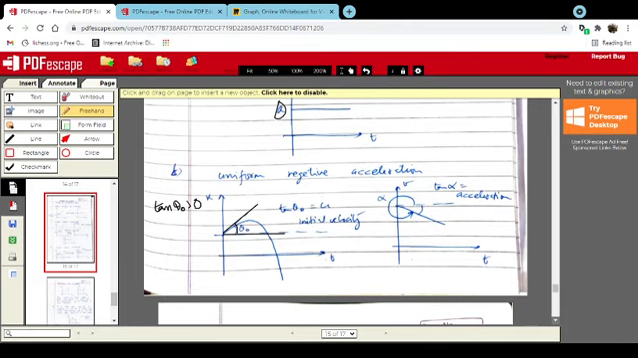Next we have the velocity time graph. It would be represented by the same equation, v equal to u plus at, except that acceleration is now a negative value. a is less than 0, and since a is less than 0, the slope of this graph is negative.